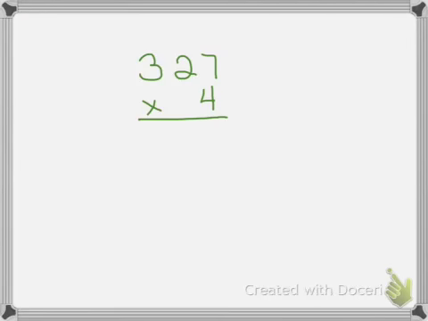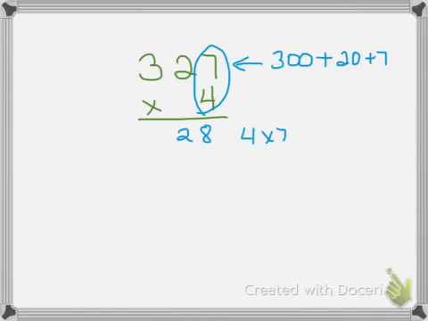So looking at another example real quick, we have 327. So if I think in my head, this is 300 plus 20 plus 7. So I'm going to multiply 4 by each of these. So 4 times 7 is 28. So that's this part. Then I'm going to do 4 times the 2, which is 4 times 20, because the value of the 2 is 20. So 4 times 20 is 80.